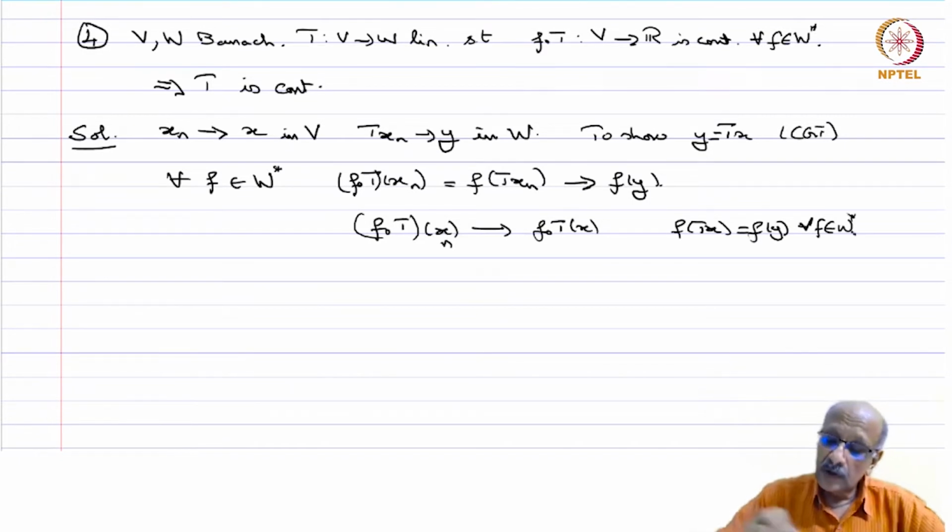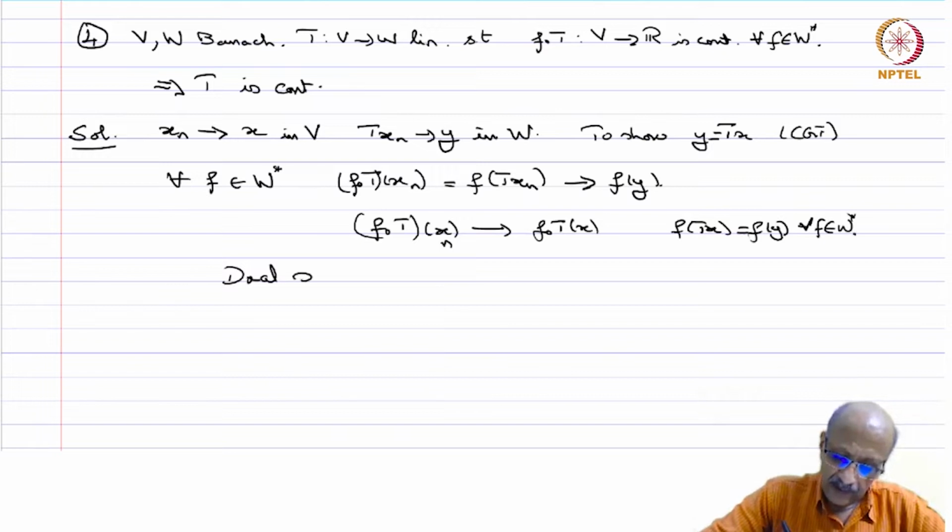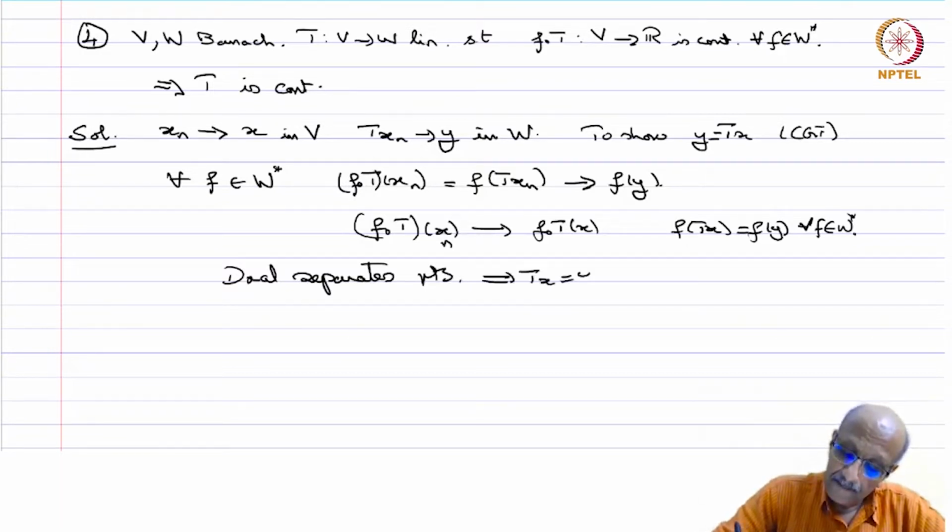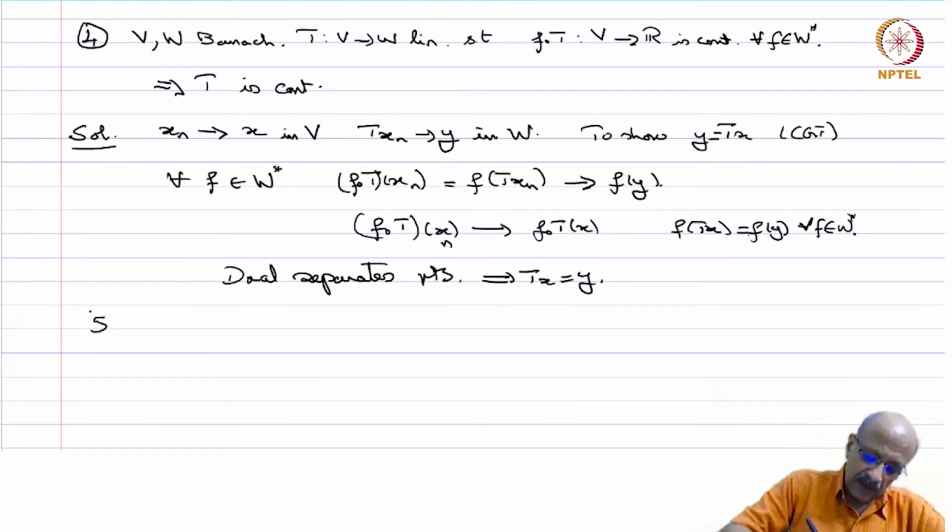And since we know that the dual separates points by the Hahn-Banach theorem, this implies that Tx equals y. So by the closed graph theorem. So you see how easily we can use the closed graph theorem. Okay.